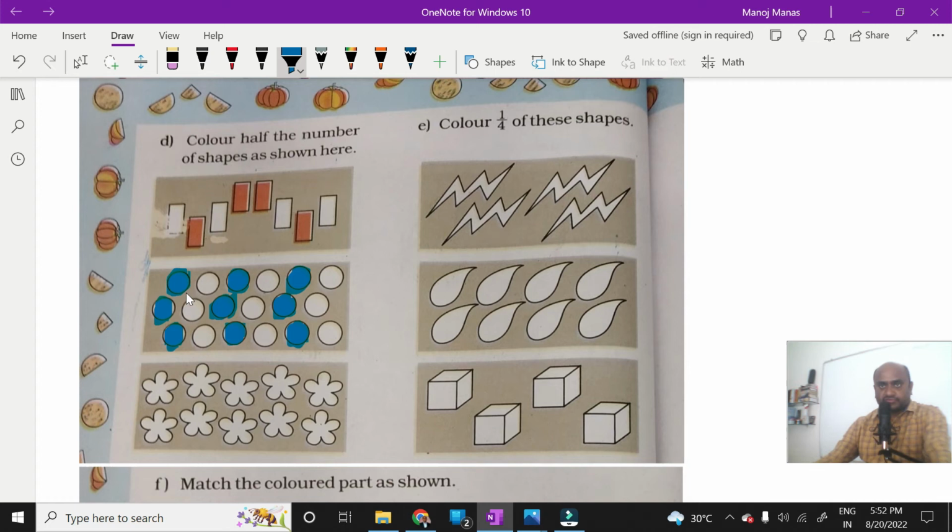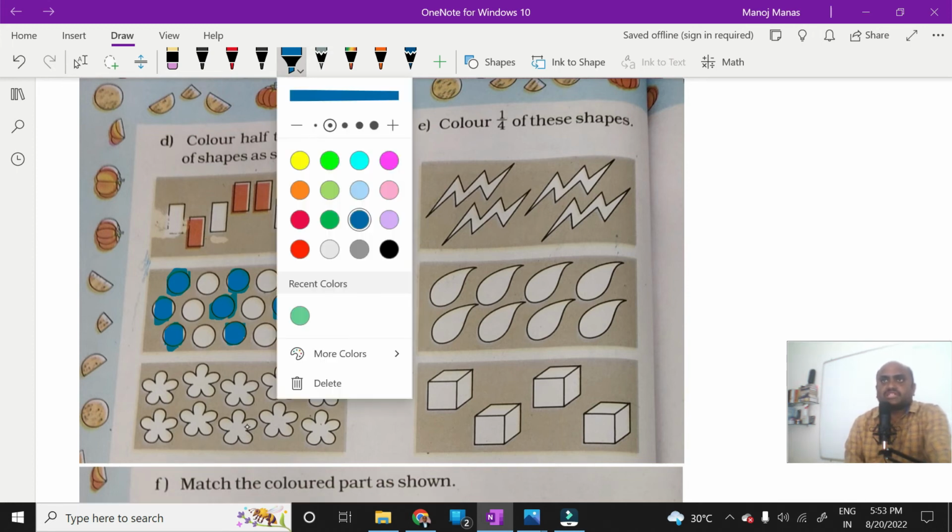So out of all the available items, we have drawn exactly half of the number of the shapes as shown here. Okay, so totally here if you look at this, how many shapes have we drawn with color? 3 shapes are in color, and 3 shapes are in non-color, that is white color. Similarly for this also, for flowers also you can do that.